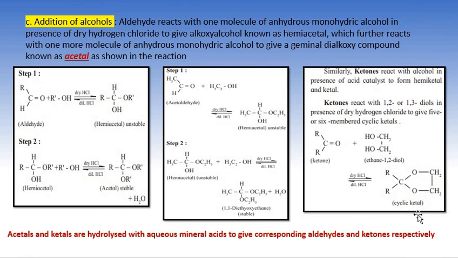Acetals and ketals are hydrolyzed with aqueous mineral acids, and they will give you the corresponding aldehydes and ketones respectively. So we can get back from acetals to aldehydes or ketones, or you can say from acetals or ketals we can extract aldehydes and ketones back by their acid hydrolysis.